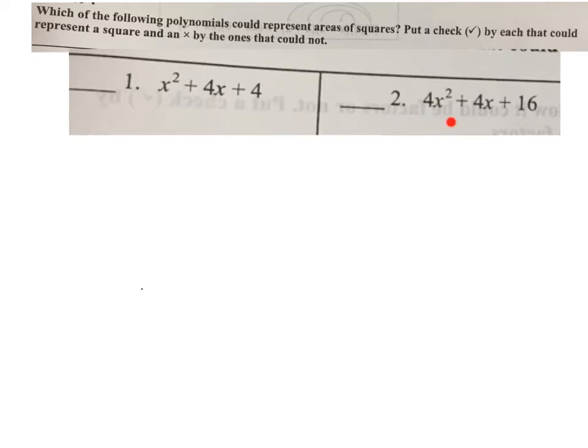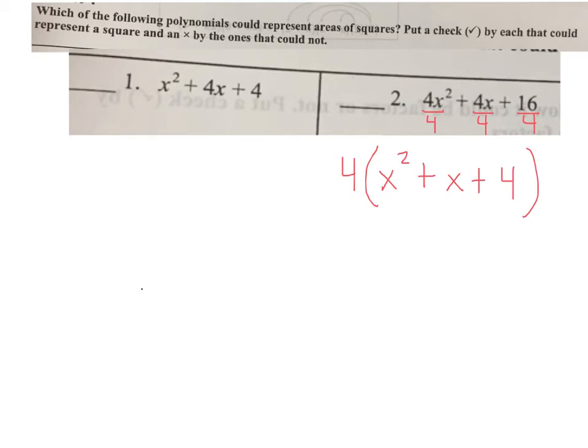Okay, let's look at this second problem right here. Before we factor the trinomial into 2 binomials, I should check to see if there's a number that goes into all 3. Which number goes into all 3? 4. So I've got 4 times, and now I'm going to divide this by 4, this by 4, and this by 4. And so what do I get? x squared plus x plus 4. Good.